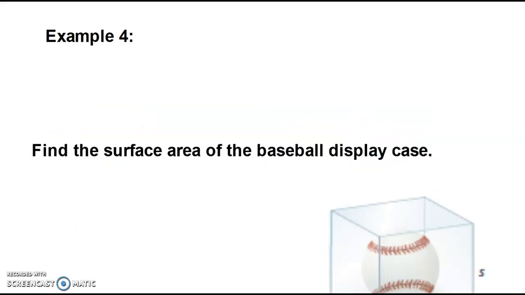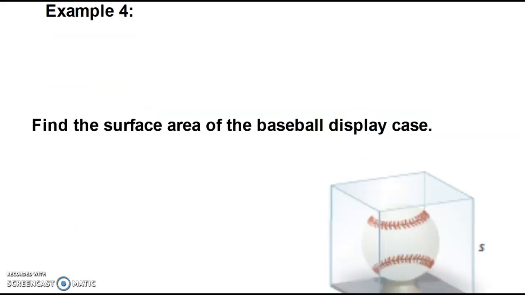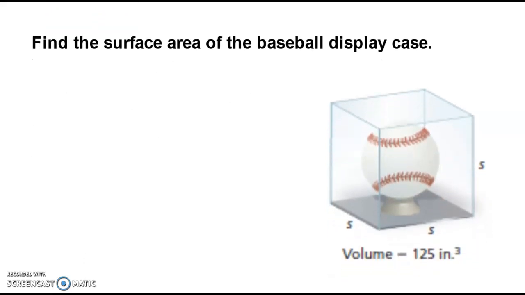Example 4 says to find the surface area of the baseball display case. You might want to pause this and give it a try before you see how to do this, because I have a feeling you'll probably know how to do it on your own. So it says here that the volume of the cube is 125 cubic inches.